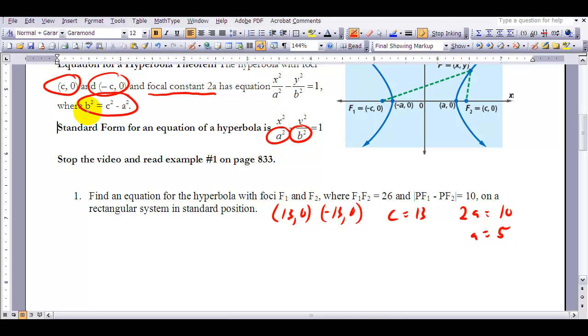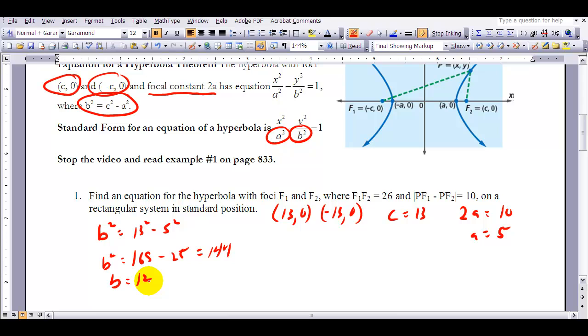To find the third, I'm going to use this b squared equals c squared minus a squared. So I can say b squared is equal to c squared minus a squared. And if I do that, go to my calculator to get that value. So b squared is equal to 169 minus 25, or 144. Therefore, b is equal to 12.